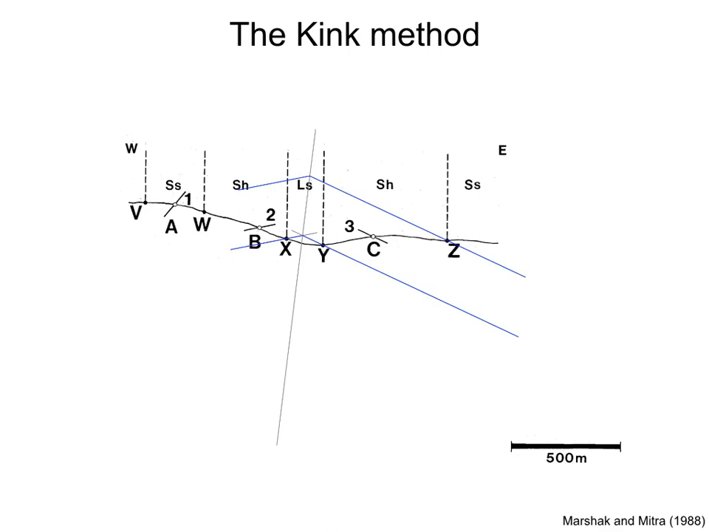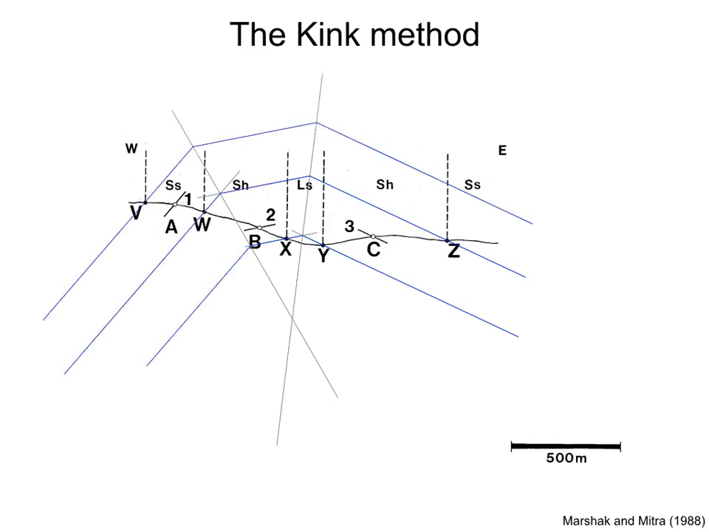We trace contact Y parallel to dip 3 to the east, and contact Z parallel to dip 3 in the east, and to dip 2 in the west. We then trace contact W, parallel to dip 1, and draw the bisector between dips 1 and 2. Using that bisector, we can complete the western part of the section.